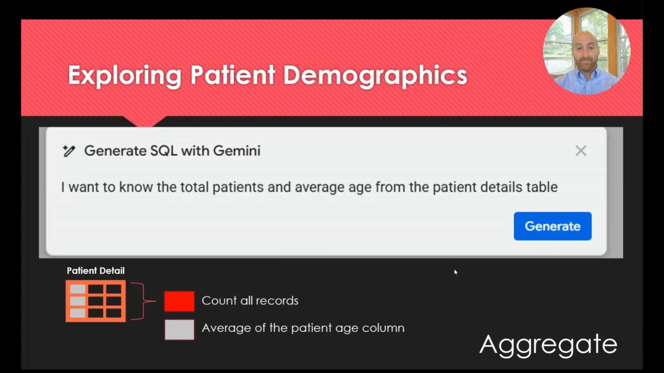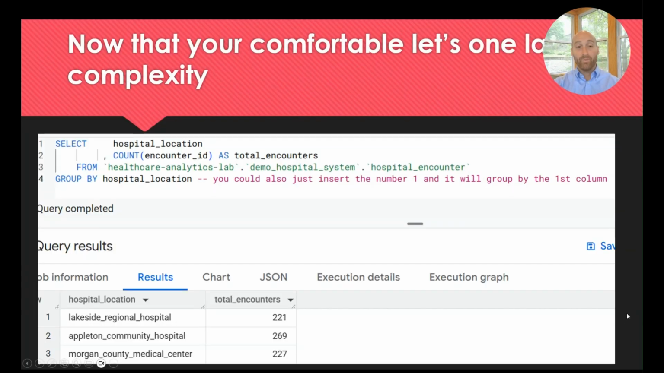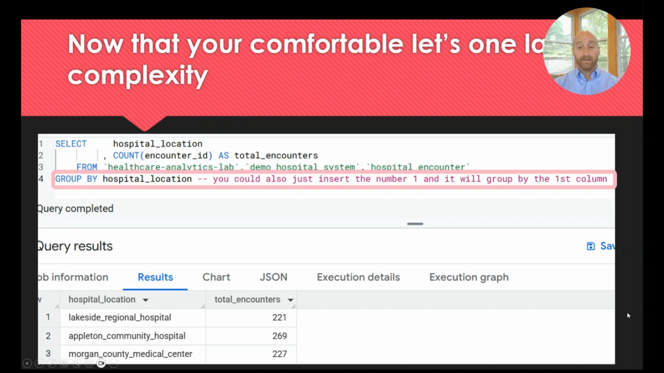So, okay, let's hop back here and talk about one last thing, which is the group by clause. The group by clause is where we tell the table, when it's doing its aggregate function, how to group and do that function. Here you're seeing an example where I wanted to do that count in the hospital encounter table, but do it by hospital. So I select the hospital location and a count of the encounter ID, but I group it by the hospital location.